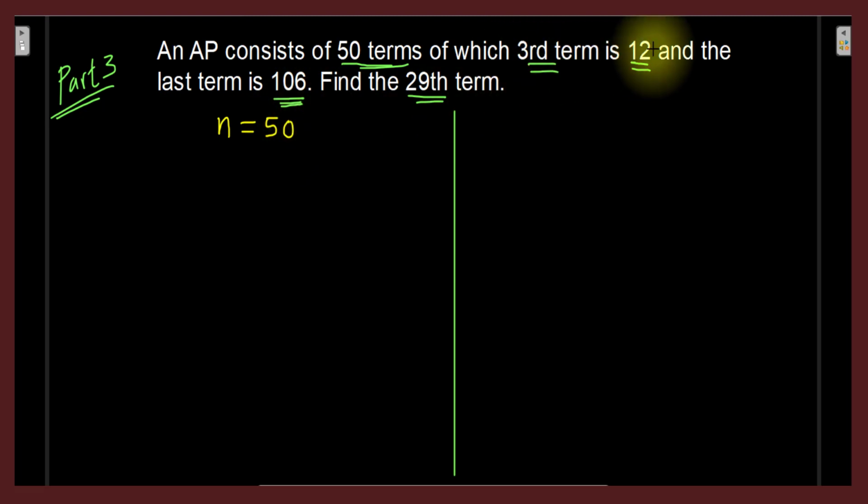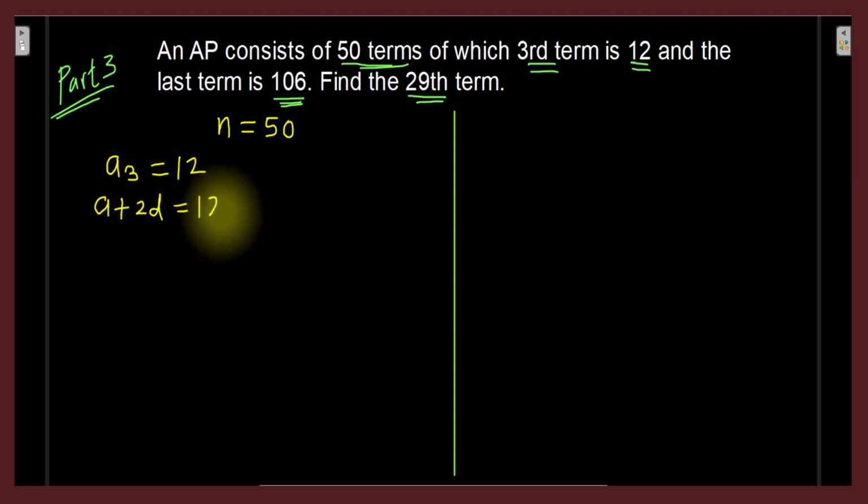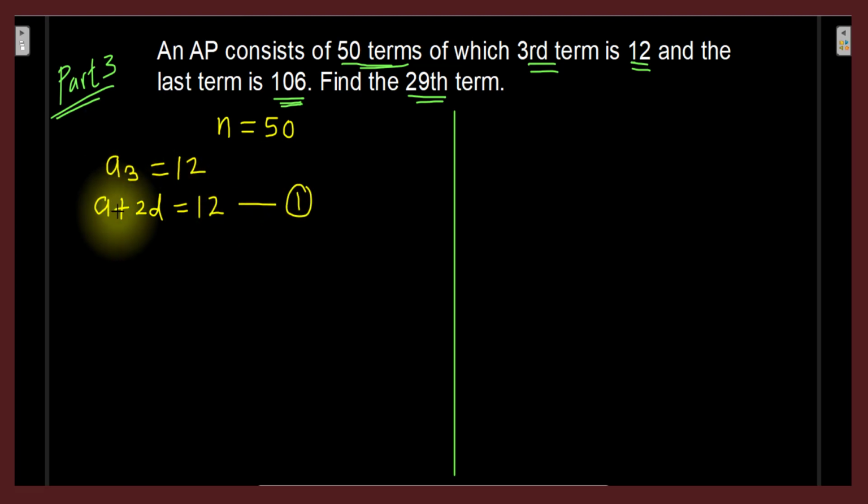Of which the third term is 12, that is A3 is equal to 12. This is given to us, and so A3 can be written as A plus 2D, that is equal to 12. The third term we find as A plus 2D, which is equal to 12. So let this be equation number 1.